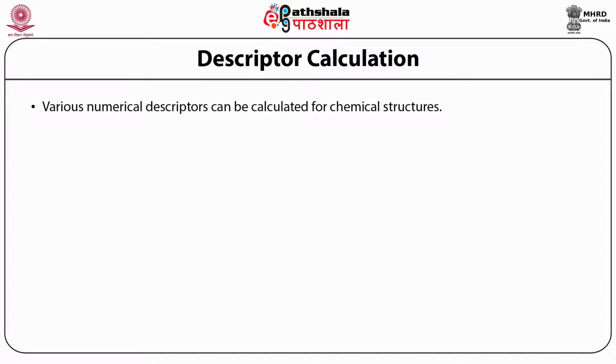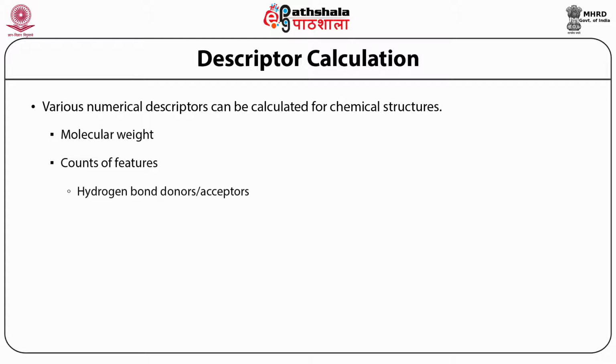Descriptor calculations involve very many numerical descriptors; most of them are numerical. Sometimes these descriptors fall into what we call fingerprints, which we will take care of later. Molecular weight is a descriptor you can use for calculations. The number of hydrogen bond donors, the number of aromatic rings or rotatable bonds can be descriptors, because any number relevant to chemistry can be counted as a descriptor.